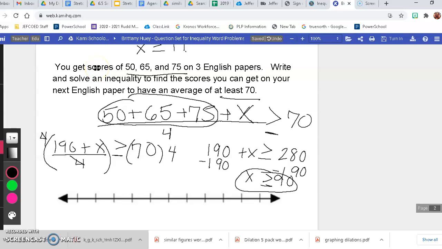So we are going to go ahead and graph this. Notice I'm using a dot because of that equal sign, so 90. Here's 91, here's 89. So if x is greater, that means we have to shade towards numbers that are bigger than 90. So this would be our shading so that the numbers would be bigger than 90.